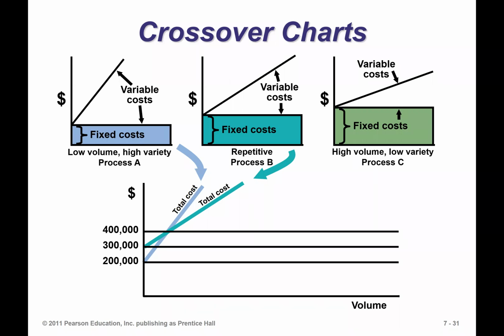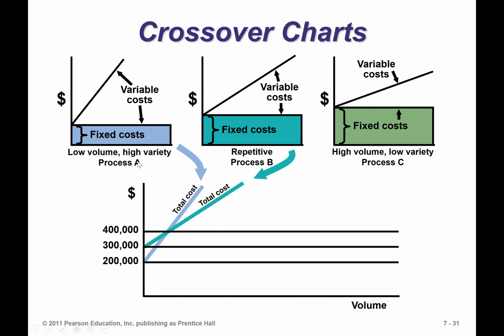So per unit, every time you make more units, your variable cost goes up, right? Everybody understands that, between fixed costs and variable costs. The fixed cost is always the same. So that's why you can see here, the fixed cost is a straight line.